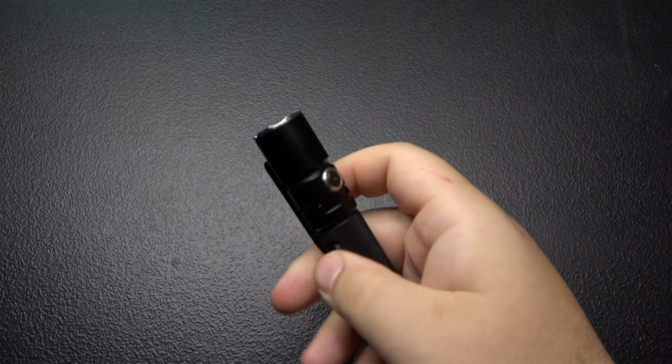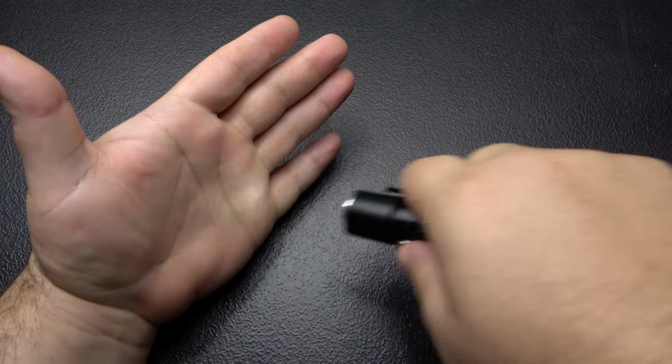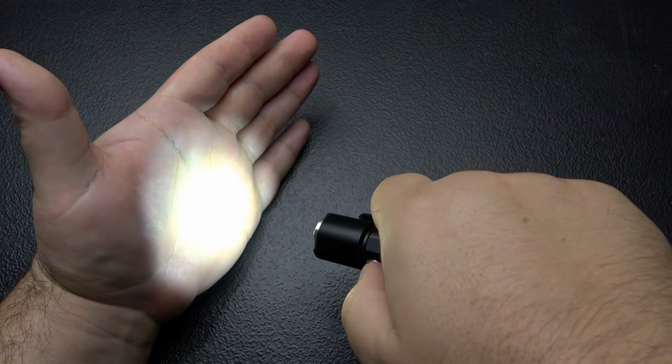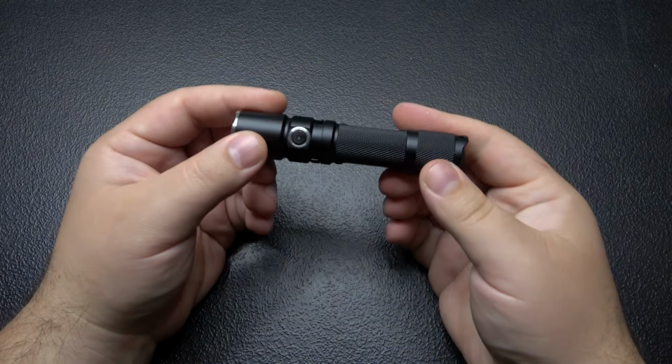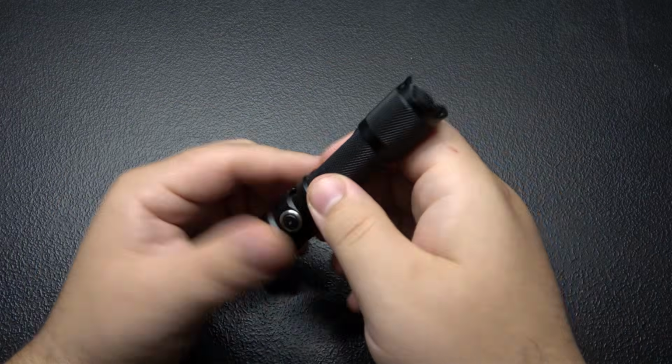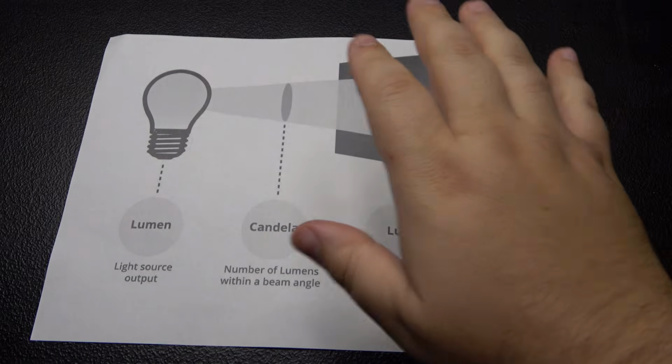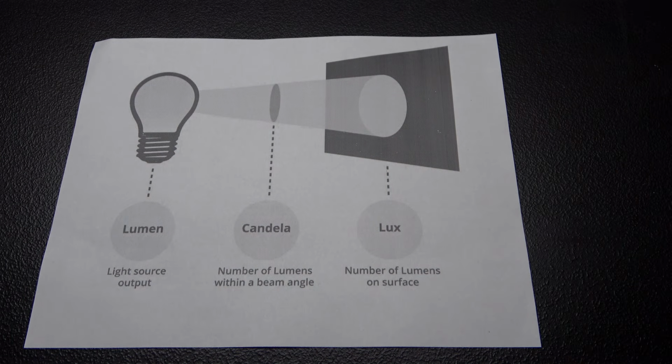There is a side button. There's 4 modes. All right, we have our moonlight mode, low, medium, and our high. Couldn't be easier, just simple. But the video is not on this light. You probably can't even find it anywhere. The video is actually on the difference between Lumens and Candela and Lux.